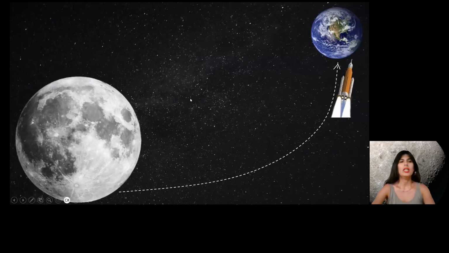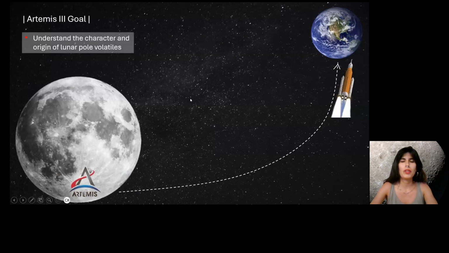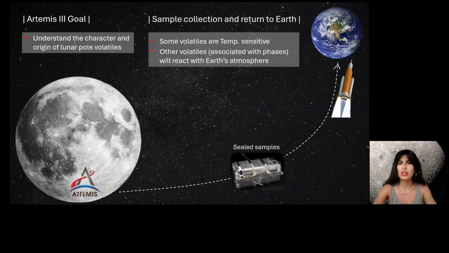Great. So one of the main goals of the ARTEMIS program is to understand the character and origin of lunar pole volatiles. And one of the main challenges to do that has to do with sample collection and their return to Earth, because some volatiles are very sensitive to temperature, so they have to be stored under very cold conditions. And other volatiles, which are associated with phases and are stable at ambient conditions, will react with the Earth's atmosphere. So samples need to be sealed and stored and processed under nitrogen environments.